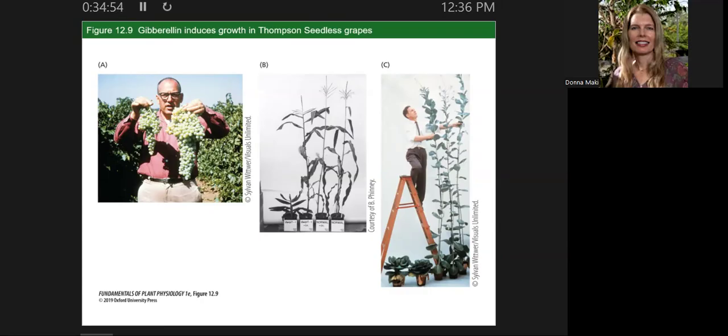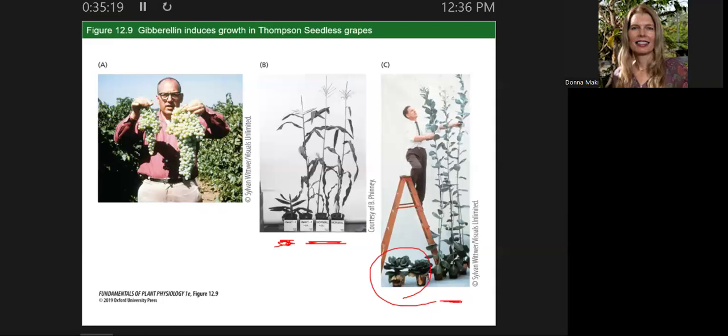So on figure B and C, you're seeing that the left plant didn't get sprayed. So you did this with pea plants, right? You had dwarf pea and wild type pea. And then the next three plants they did spray. It looks like corn that they did this one with. They must have had a dwarf corn variety. Here again, you can see the dwarf variety underneath the ladder, and then they sprayed with gibberellic acid.